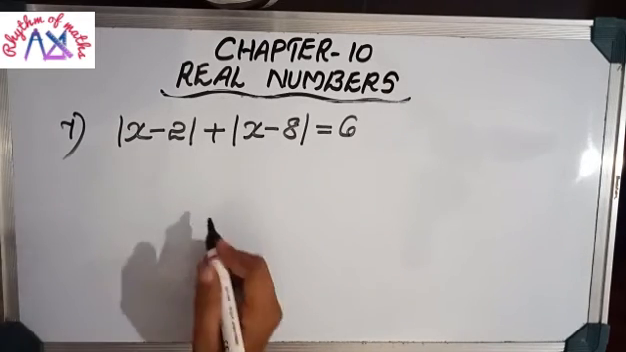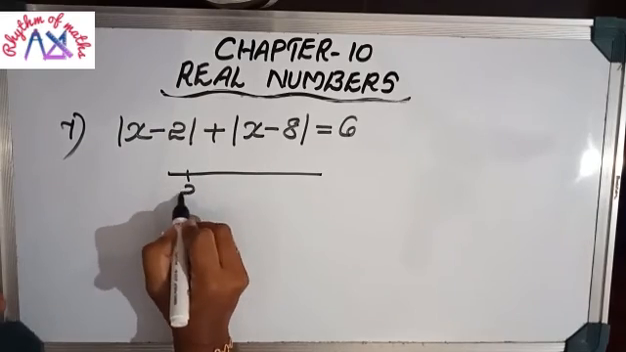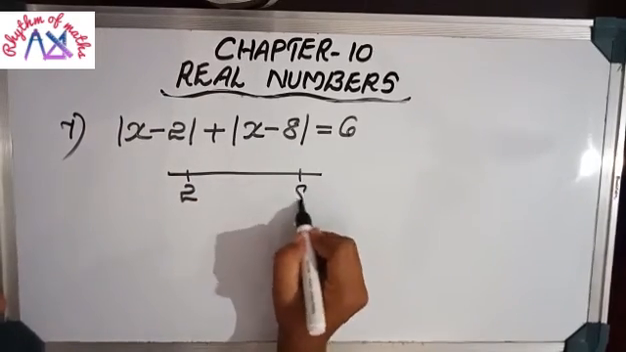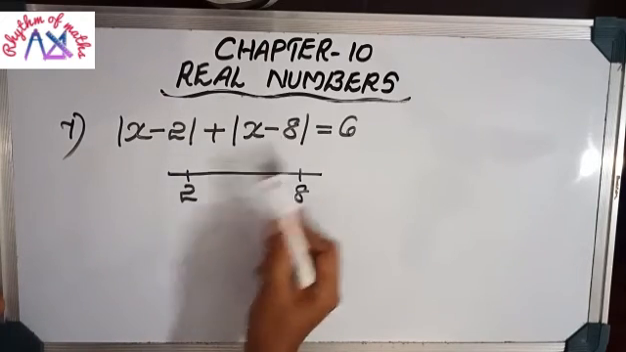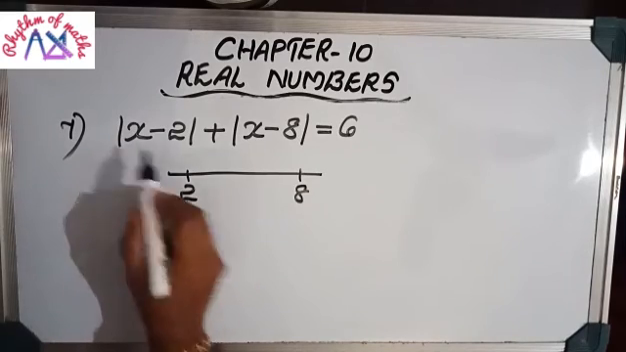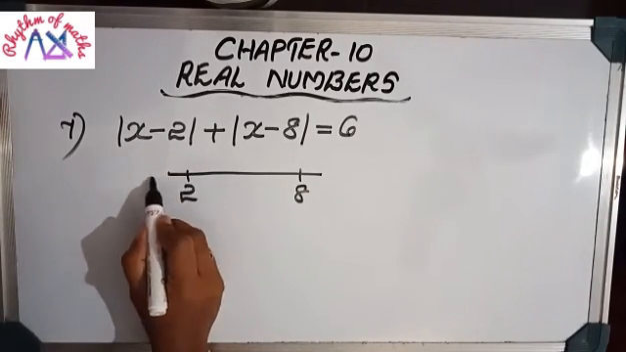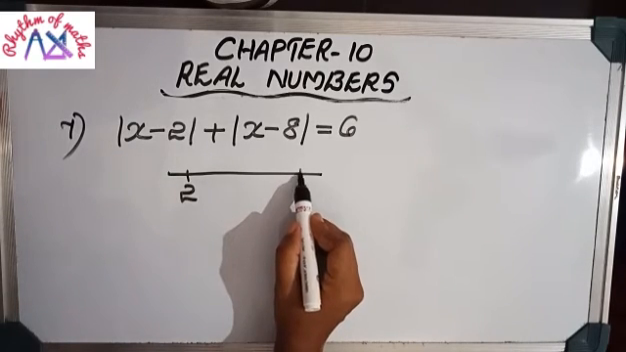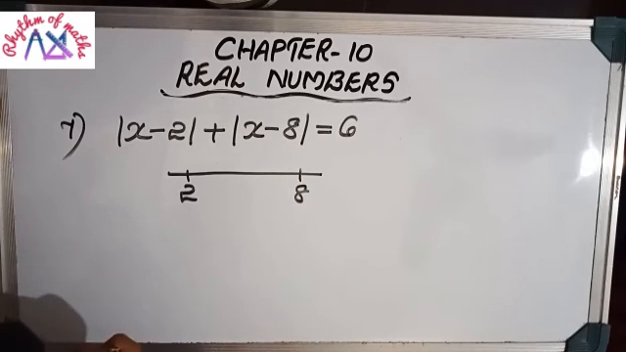That is the question. Let's consider a line with two points, 2 and 8. We need to check the distance between a number and 2 and 8. So this number x can be anywhere. It can be towards the left of 2, or towards the right of 8, or in between. Anywhere it can be.